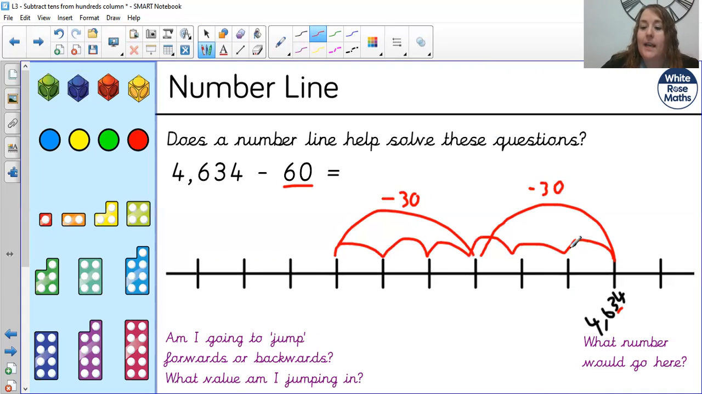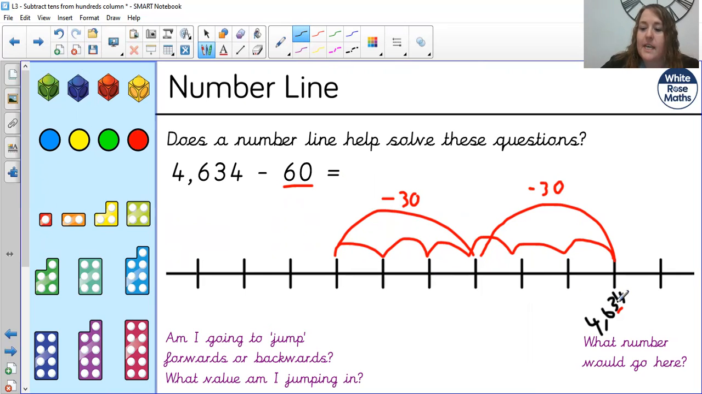So you can go back individually. 4,634 would go to 24, then 14, then just 4, then 94, 84, 74 and go back that way. Or we can take away our 30 jump first of all, and then the other 30. So I'm going to show you the 30 jumps first of all.